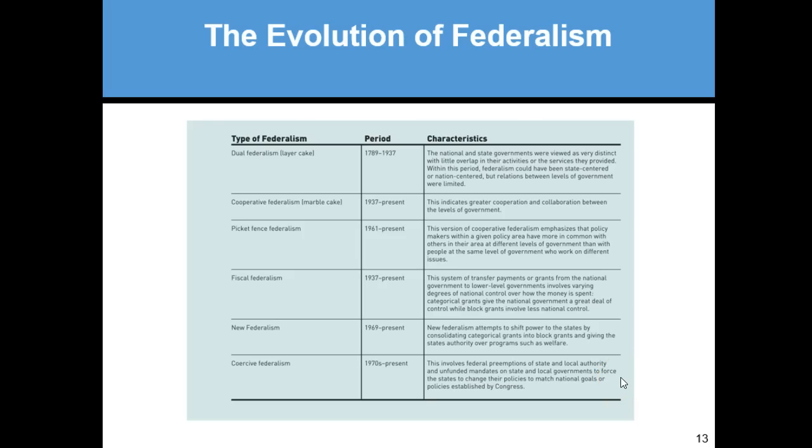Now, coercive federalism, this is the carrot and the stick. This involves federal preemptions of state and local authority and unlawful mandates, many of them being unfunded, meaning there's no money that goes with the mandates. Okay, unfunded mandates on state and local governments to force the states to change their policy to match national goals or the policies of Congress. A good example would be highway funds and drinking laws. Another would be education. The fact that the federal government contributes to Title I in education and gives money to the schools means that it has taken a lot of authority over the education process that it was never given.